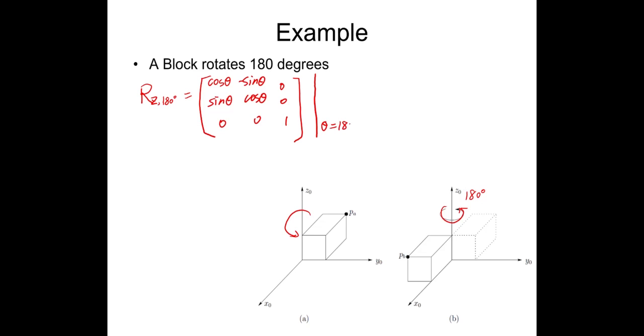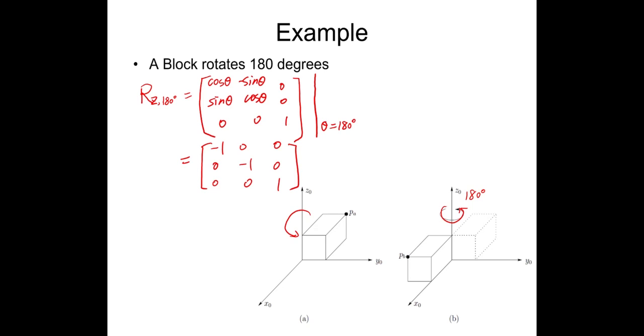So then we plug in the theta value, so we have the calculation: cosine 180 is negative 1, 0, 0, 0. See here I have 0, and this is negative 1, and this is 0, and this 0, 0, 1. And because sine 180 is 0, okay, so I have this rotation matrix.